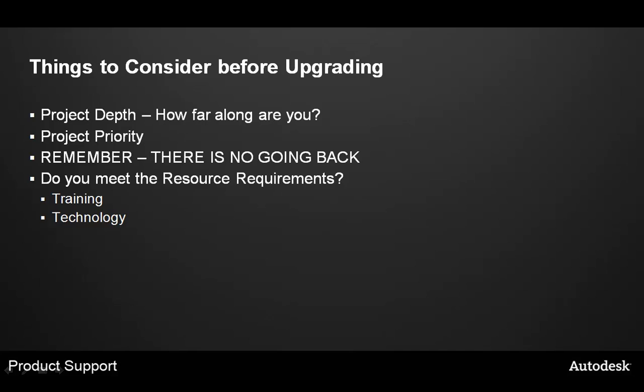Finally, do you meet the minimum system requirements on your machine in order to run the product? Besides just taking a look at the technology needed to run the product, are you up to speed on your Revit training? Getting ready for a new release involves rolling out new features, but also making sure your staff is properly trained on the new technology. Considering your training and technology requirements are an important part of preparing for a new release.